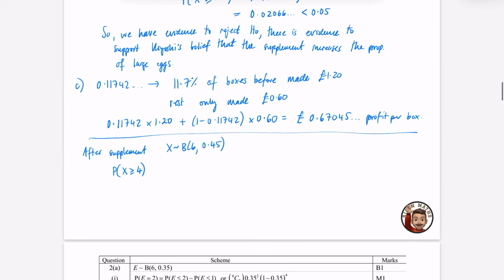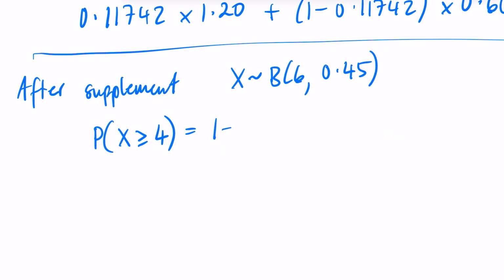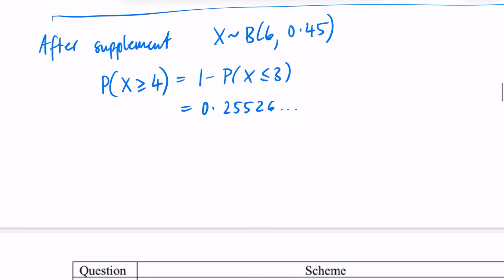So we're literally just going to repeat this calculation. If you're going to have to do it the longer way with the other calculator, it's 1 minus the probability that x is less than or equal to 3. But of course, we've got this changed probability of 0.45. So I'm going to be doing 4 as my value, the number of trials is 6 and the probability is 0.45. And then it's the same calculations as what we've just done. So it's 0.25526. So about 25% of the boxes now are going to be large boxes.